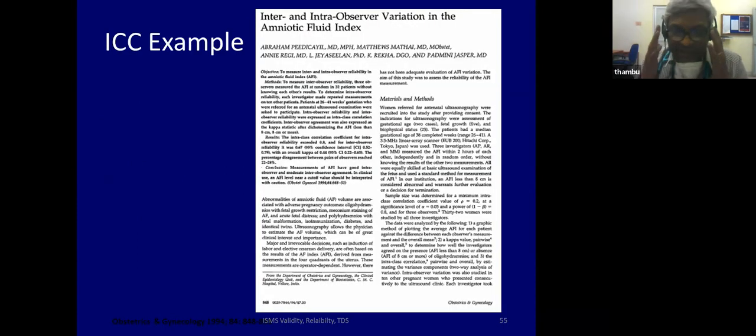Now, there's one example. One of our colleagues, Dr. Abraham Pidikale, a senior professor, has looked at inter- and intra-observer variation in the amniotic fluid index in pregnant women. You want to see how much fluid is around the baby in the uterus. That fluid is called amniotic fluid, and an index is calculated called the amniotic fluid index. It's very important because all pregnant women have an ultrasound, and the doctor will say you have a good amount of amniotic fluid, or too much, or too little.